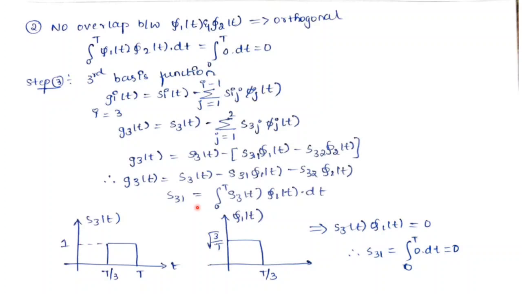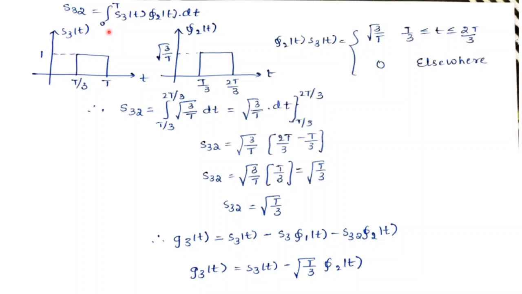Then s31 is equal to integral 0 to t of s3 of t phi 1 of t into dt. So that is the value for s31. Plotting the graph for s3 of t, from 0 to t by 3 it is 1, and from t by 3 to t it is 1. So we will get that last equation of s3 of t into phi 1 of t is equal to 0.